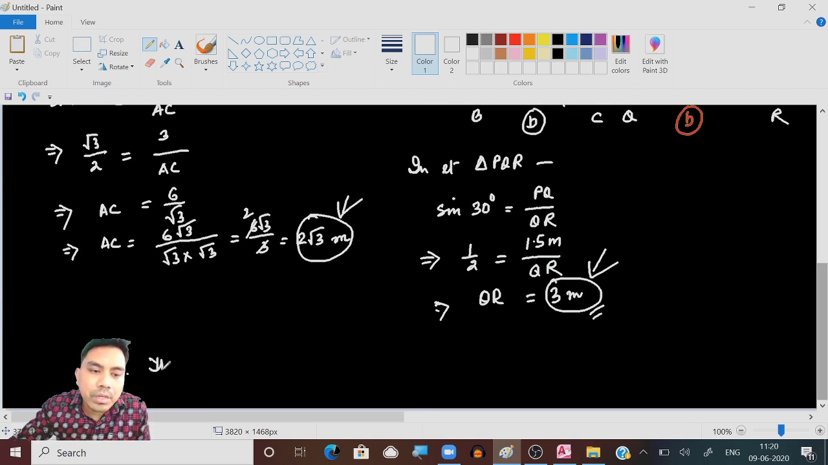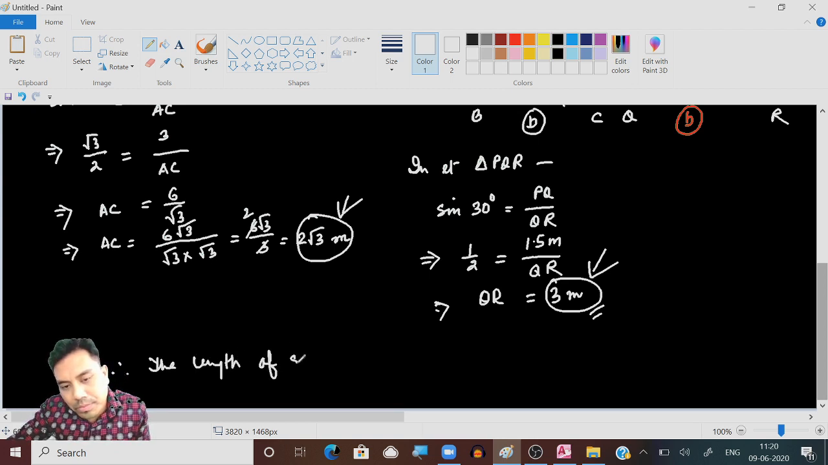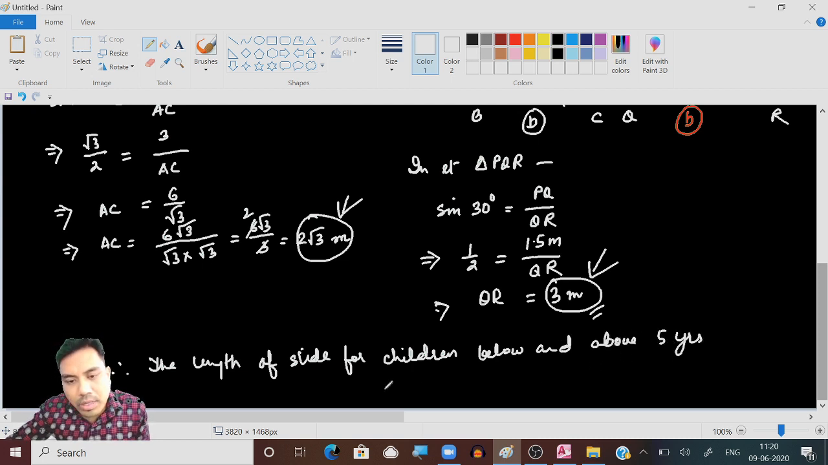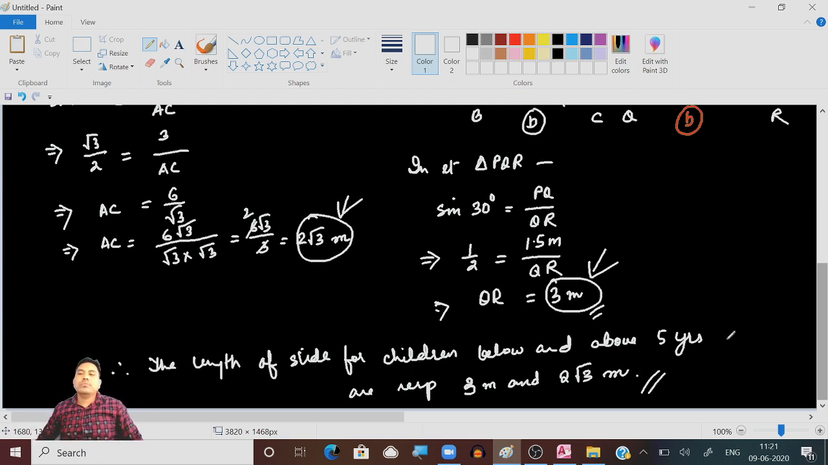Okay, so let's write down here. Therefore, the length of the two slides for children below and above 5 years are respectively what? 3 meter and 2 root 3 meter. This is the answer. Is it clear? Okay.